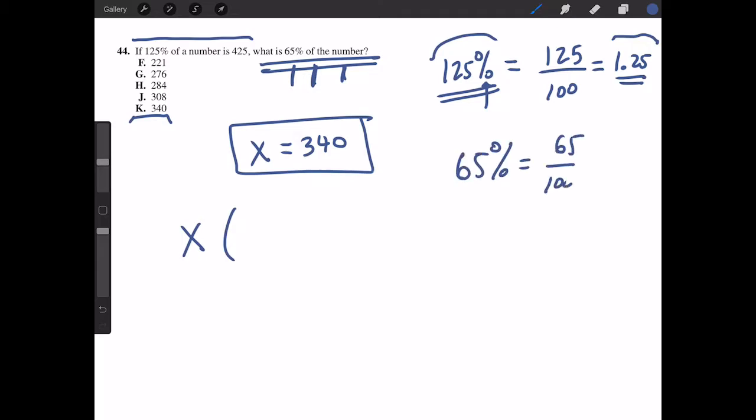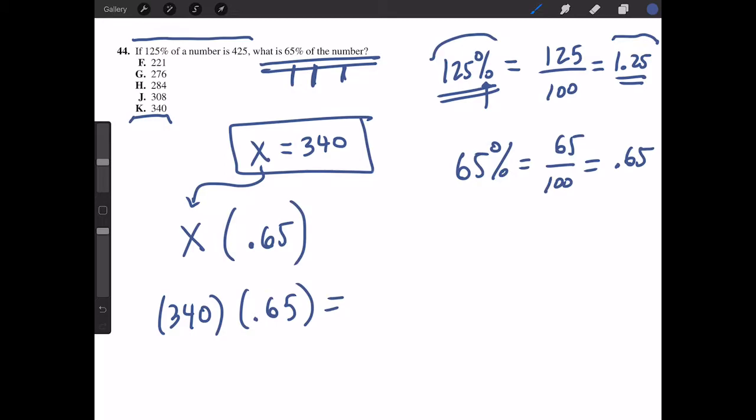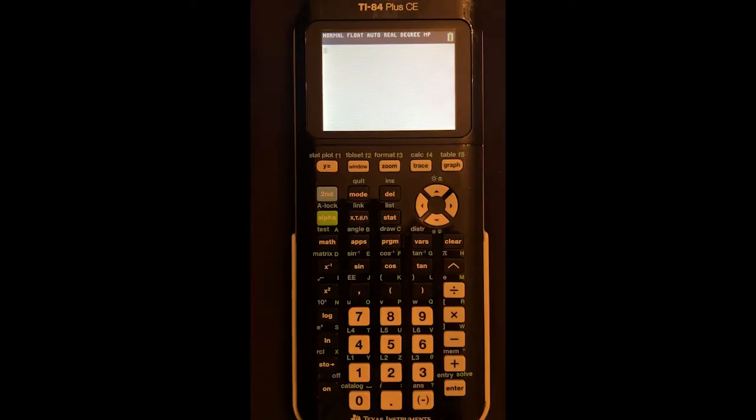Now 65% is equal to 65 divided by 100, which is of course equal to 0.65. So you want to know what this is, but you already know what x is. So you need to multiply 340 times 0.65, which is equal to 221, the correct response, which is 44.